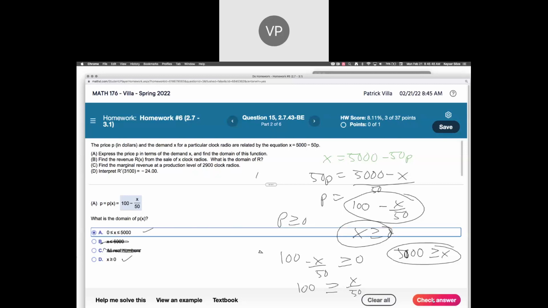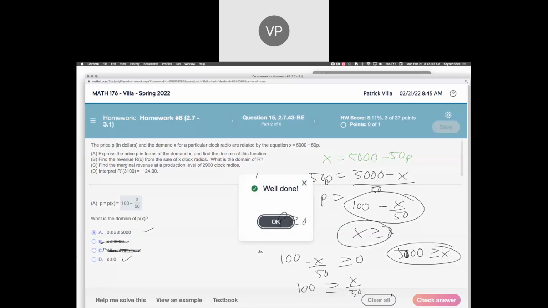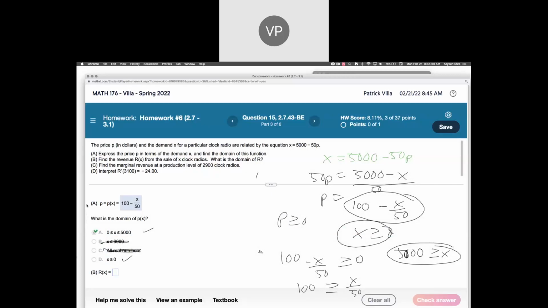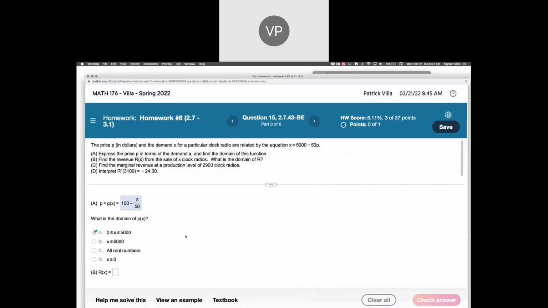Okay? Got to get the two pieces. It has to be number 1 greater than 0, and then you have to figure out what the function you just found has also got to be greater than 0. Okay, and part C, find the revenue function.